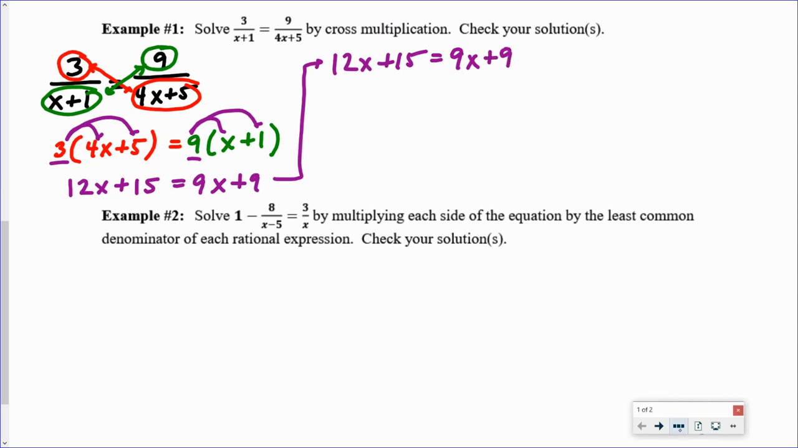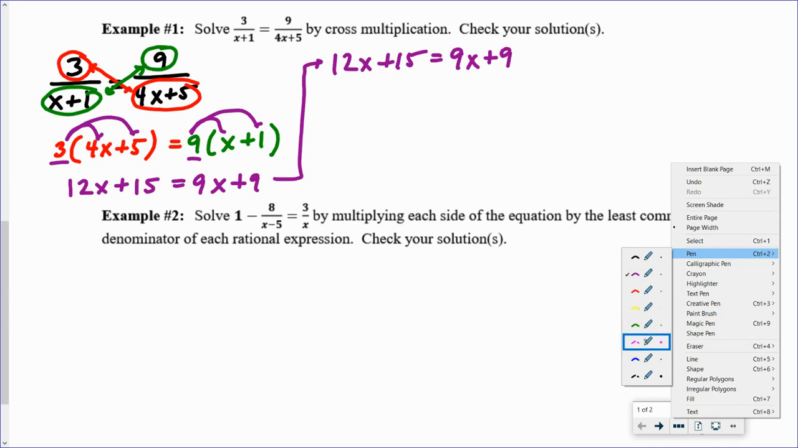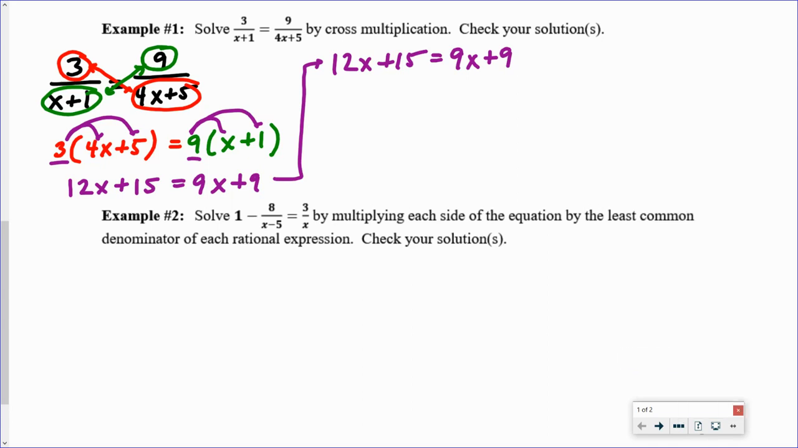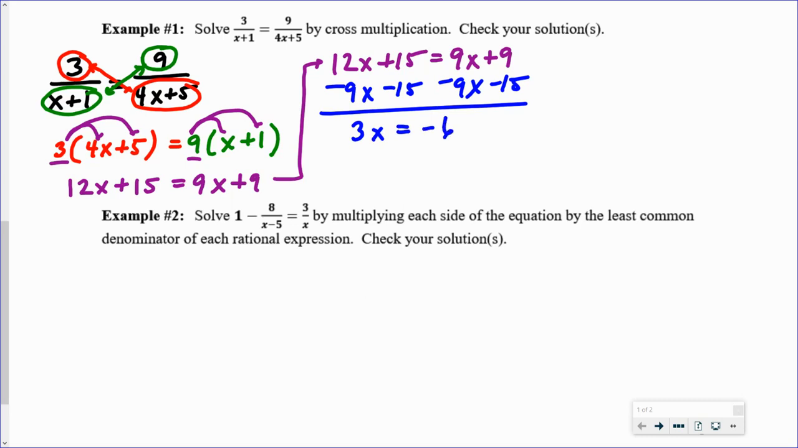So now we just want to collect all the terms that contain variables on one side, and all the constant expressions on the other side. So I'm going to subtract 9x from both sides. And I'll also subtract 15 from both sides. We'll do that in one step. And that's going to give us 3x equals negative 6. To finish up this equation, divide both sides by 3, and we're going to get x equals negative 2. Okay, so this is our potential solution here.